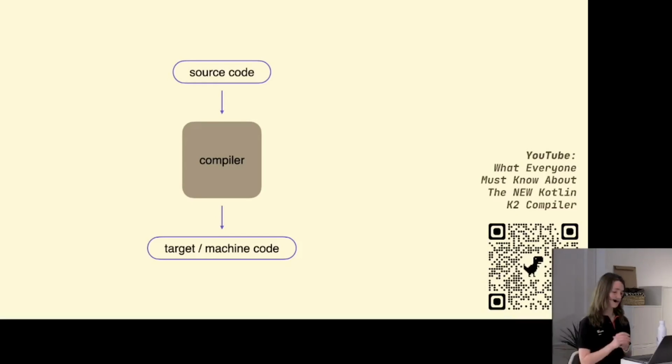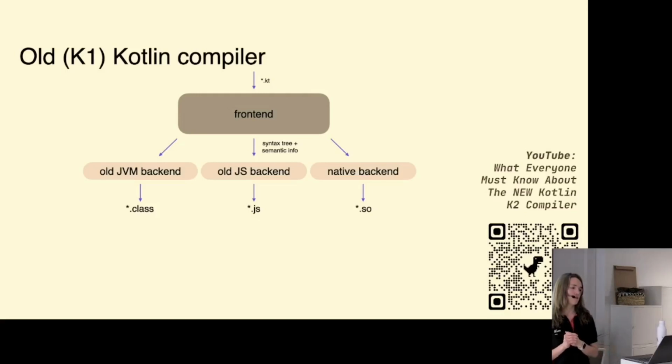Let's look a little bit deeper. Under the covers, we have a front end of this compiler and the backends. This is how the K1 compiler looks. By the way, we call it K1 now: the current compiler is K1, the next one is K2. And this picture is from Sveta Isakova's talk. You have a QR code here if you would like to watch it. I definitely recommend it to understand what K2 is and why we do that.